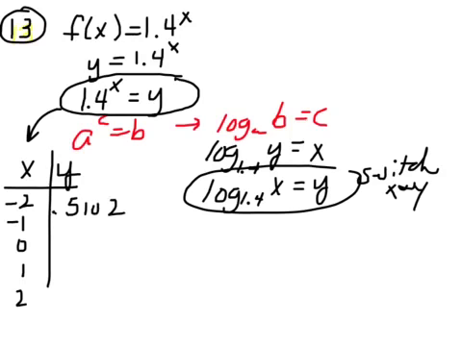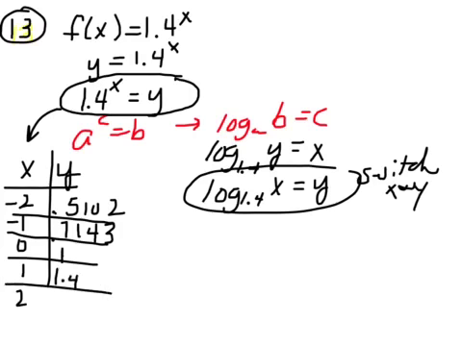For -1 it's 0.7143. For 0 it's 1. There's your nice value. My little lines are getting off here, my chart. For 1.4 to the first power would be 1.4. And then 1.4 to the second power is actually going to be, I'm just using my table, 1.96.